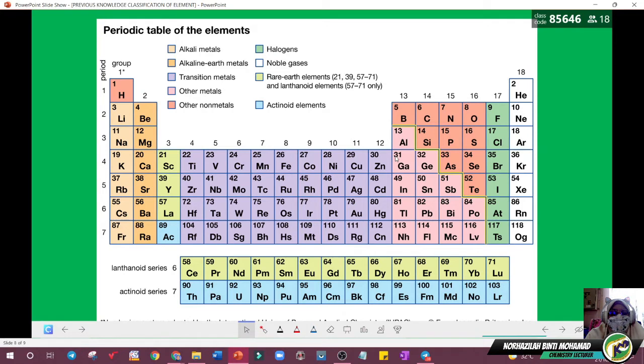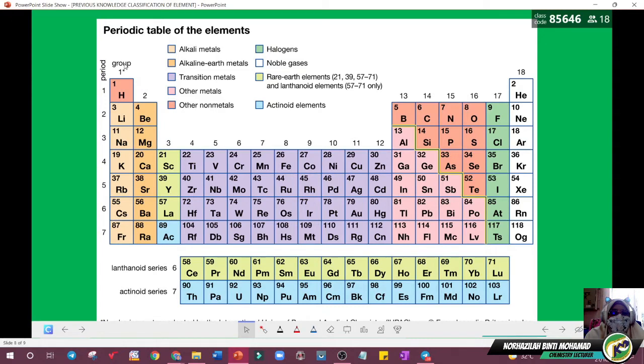Okay, so in this periodic table of elements, which part represents the group? The top. Okay, the number at the top here. So this number represents the group of elements. Group 1 means all of this column are elements in group 1. Ni semua orang tahu kan? You ada belajar dulu kan? So we have a total of 18 groups. Ni pun you all semua dah tahu.